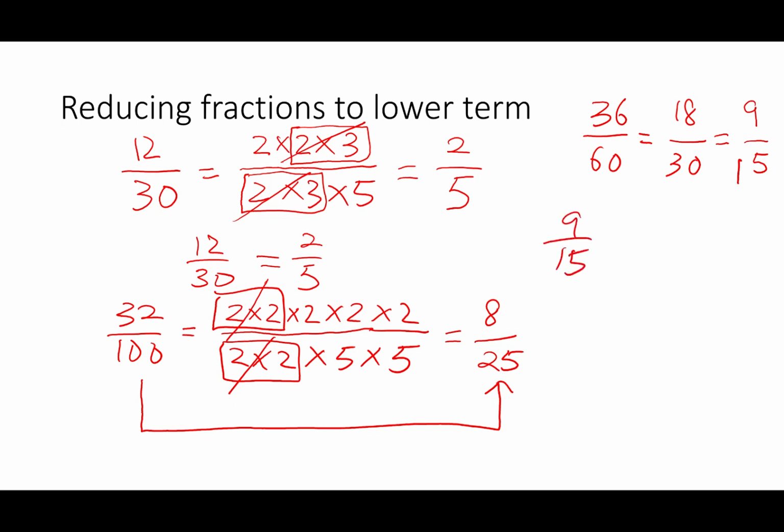So both numbers cannot be divided by 2. So then you test the next number, which is 3. Can 9 be divided by 3? Yes, you can. You will get 3. Can 15 be divided by 3? Yes, you will get 5. So therefore, 36 over 60 will reduce to 3 over 5. Okay.